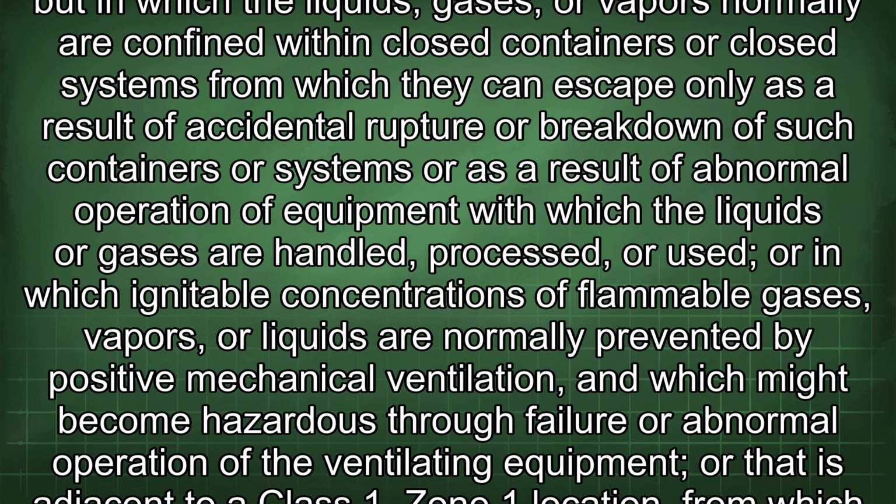Class 1, Zone 2 is a location in which ignitable concentrations of flammable gases, vapors, or liquids are not likely to occur in normal operation and if they do occur, will exist only for a short period, or in which volatile flammable liquids or flammable gases are handled, processed, or used, but in which the liquids, gases, or vapors normally are confined within closed containers or closed systems from which they can escape only as a result of accidental rupture or breakdown of such containers or systems or as a result of abnormal operation of equipment with which the liquids or gases are handled, processed, or used, or in which ignitable concentrations of flammable gases, vapors, or liquids are normally prevented by positive mechanical ventilation, and which might become hazardous through failure or abnormal operation of the ventilating equipment, or that is adjacent to a Class 1, Zone 1 location, from which ignitable concentrations of flammable gases or vapors might occasionally be communicated unless such communication is prevented by adequate positive pressure ventilation from a source of clean air and effective safeguards against ventilation failure are provided.